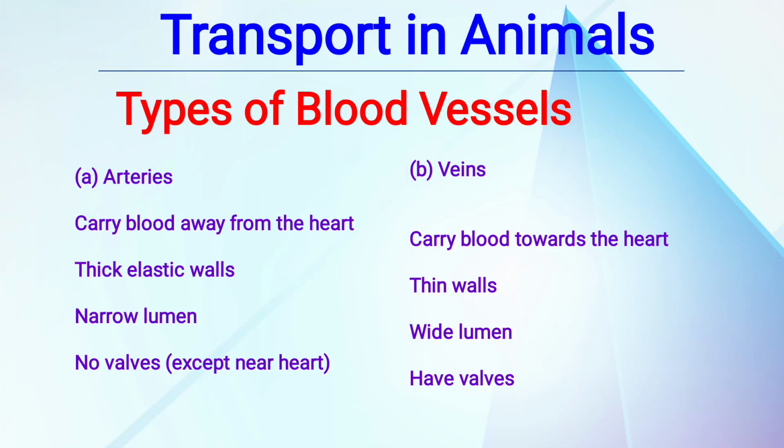Okay, now we move on to the types of blood vessels. We've talked about the heart, and we've talked about the blood, and then we also talk about blood vessels, and the transport system in plants. What are the types of blood vessels? Blood vessels consist of, number one, arteries, number two, veins, and then the third one is capillaries. Those are the types of blood vessels we have.